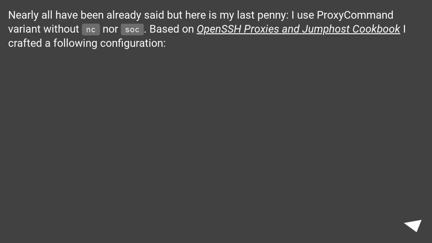Nearly all has been already said, but here is my last penny. I use the ProxyCommand variant without nc nor socat. Based on OpenSSH Proxies and Jump Hosts Cookbook, I crafted the following configuration.